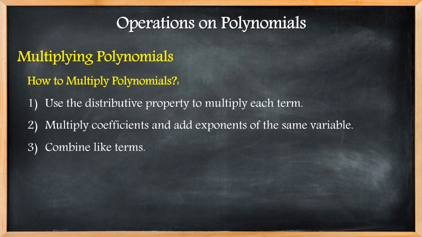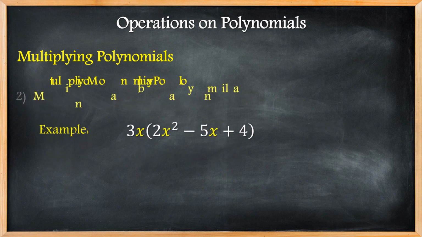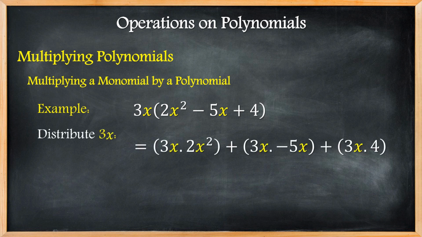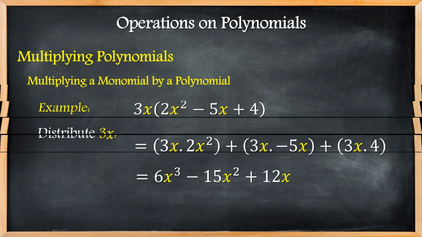Multiplication of polynomials. To multiply polynomials, follow these steps. 1. Use the distributive property to multiply each term. 2. Multiply coefficients and add exponents of the same variable. 3. Combine like terms to simplify the expression. Example, multiplying a monomial by a polynomial: multiply 3x by 2x squared minus 5x plus 4. Using the distributive property, 3x times 2x squared plus 3x times negative 5x plus 3x times 4, which simplifies to 6x cubed minus 15x squared plus 12x.